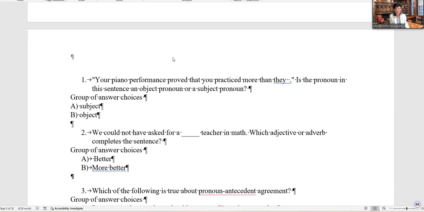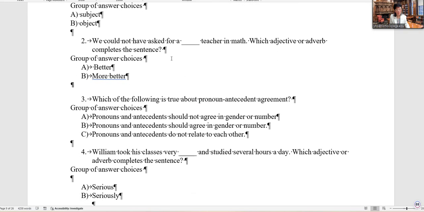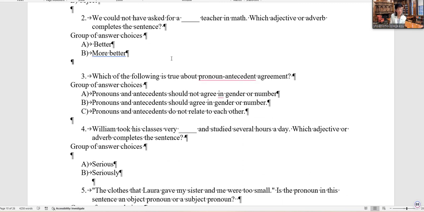So are you ready for the week 3 practice quiz? I think so. Okay, your piano performance proved that you practiced more than they. Is the pronoun in this sentence an object or subject pronoun? Subject. We could not have asked for A or B, teacher in math. A. Which of the following is true about pronoun and antecedent agreement?